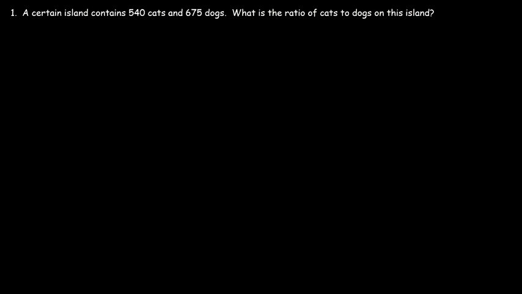Now let's work on problems involving ratios and proportions. Let's start with this one. A certain island contains 540 cats and 675 dogs. What is the ratio of cats to dogs on this island?